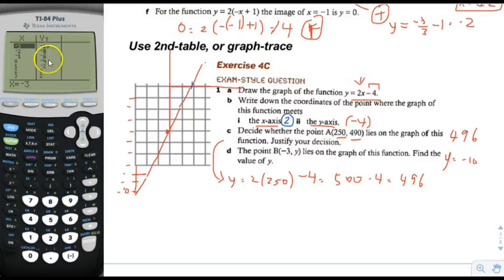Okay, what's another way we could do it? We could do it with the graph. So we'll do graph, and then we could do trace. We do trace negative 3 and y equals negative 10 again. Okay, so 3 different ways we found that y equals negative 10. And that's the end of page 2.